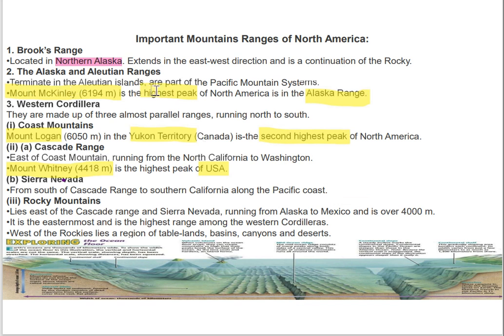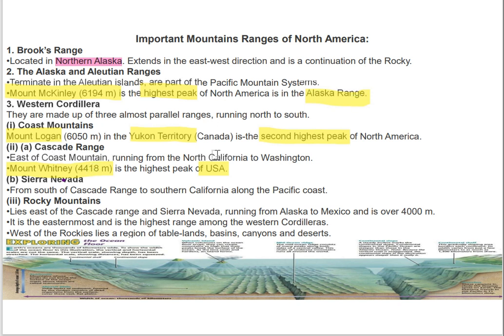Okay, so let's read. Thereafter, the Alaska and Aleutian ranges terminate. The Aleutian Islands are part of the Pacific mountain system. Mount McKinley is the highest peak, and it is situated in the Alaska range of North America. Okay, the Western Cordillera.